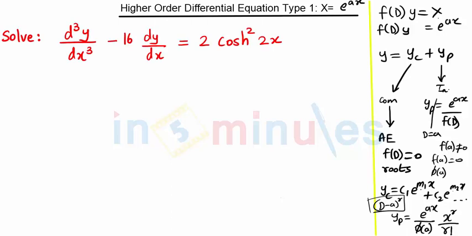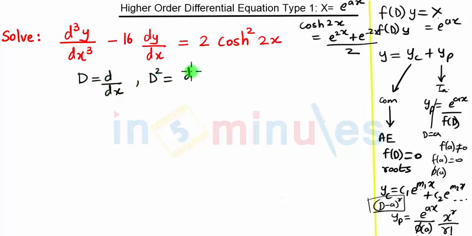So the question is this. As you can see, this is an e raised to ax term, but we do not have an e raised to ax term in this equation. But cosh 2x is nothing but e raised to 2x plus e raised to minus 2x upon 2. So instead of cosh 2x, we can write e raised to 2x plus e raised to minus 2x upon 2. And we always do this substitution, that D equal to d by dx, then our D square will be d square upon dx square and D cube will be d cube upon dx cube.